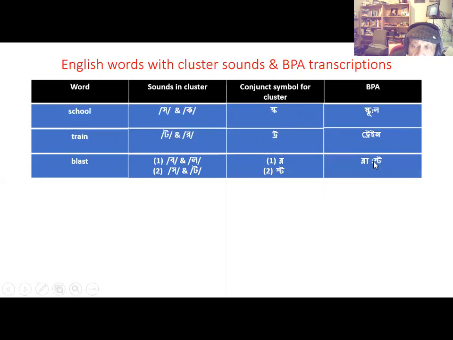So here we have the transcription in BPA. Bl, blah, and this is the vowel lengthener, blah, and this is the second cluster sound, st, blast.